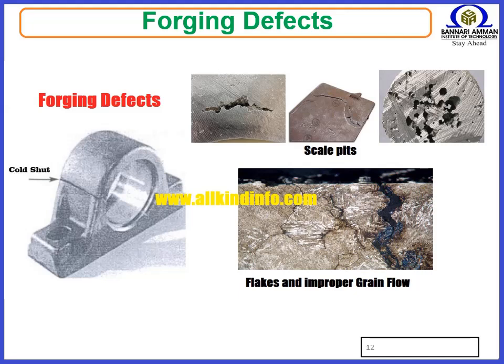Improper grain flow. This is primarily caused by the improper design of the die that induces material flow in an inappropriate manner, leading to various defects.